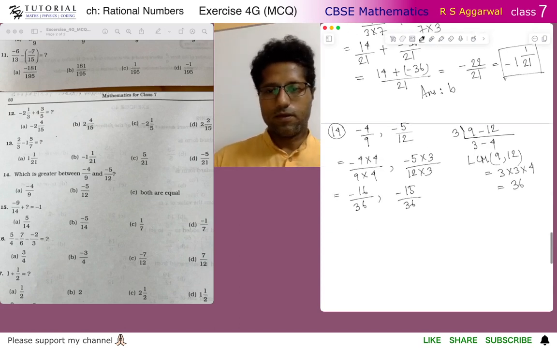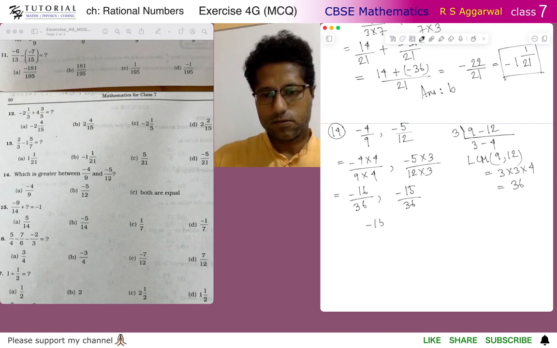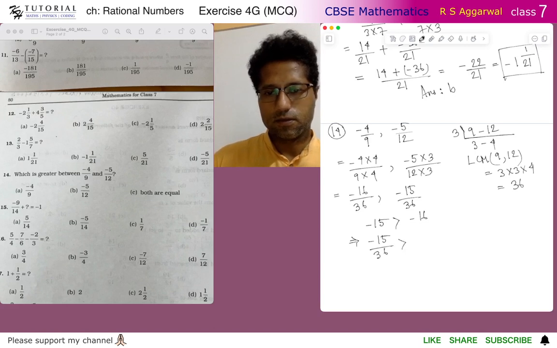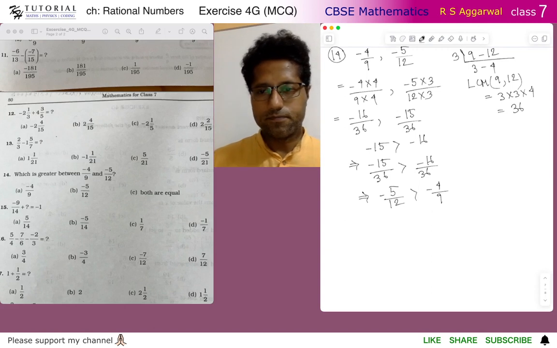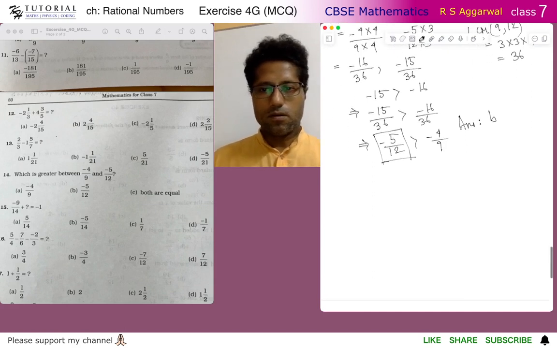is greater. We can clearly see that minus 15 is greater than minus 16. This implies minus 15 by 36 is greater than minus 16 by 36. This implies minus 5 by 12 is greater than minus 4 by 9. Okay. So minus 5 by 12 is the greater. So the answer is choice B. Okay, you can take a screenshot.